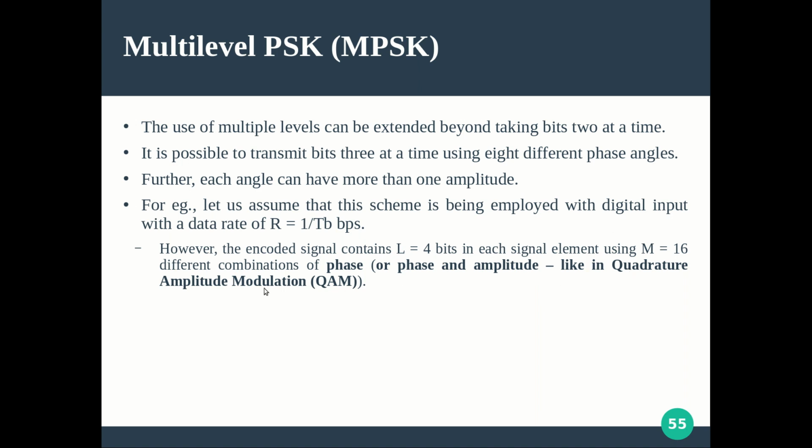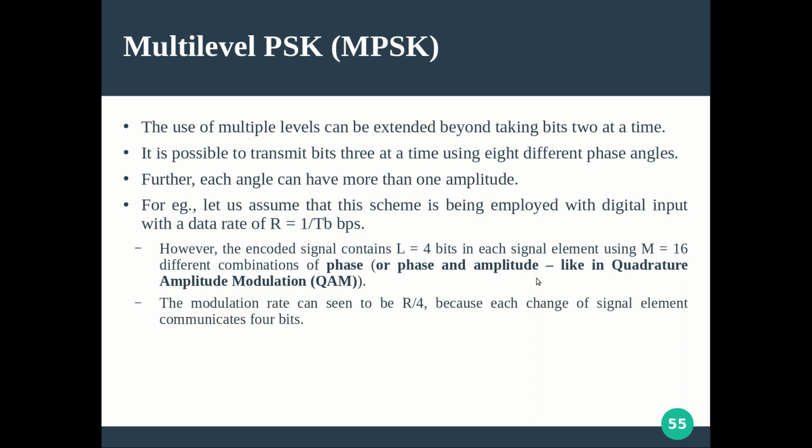So if we want 16 combinations by varying both phase and amplitude, that is particularly called quadrature amplitude modulation. It's a typical one, but anyway it is not highlighted in your syllabus, so I didn't give much attention, I simply mentioned it like this only. So the modulation rate can be seen to be R by 4, because each change of signal element communicates 4 bits.